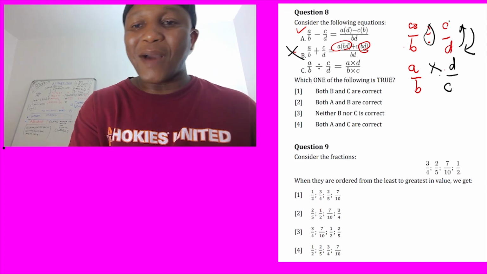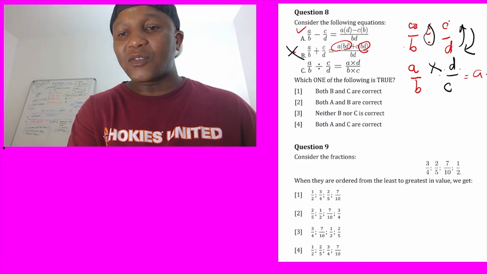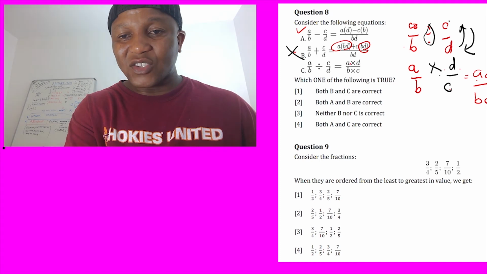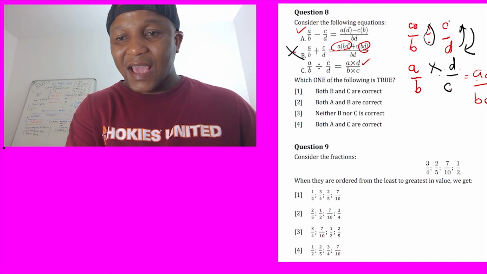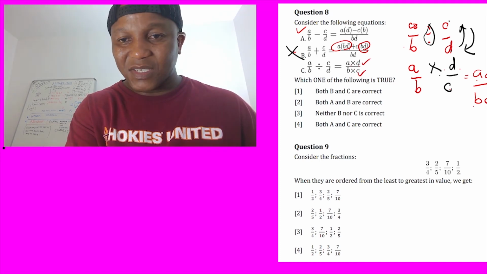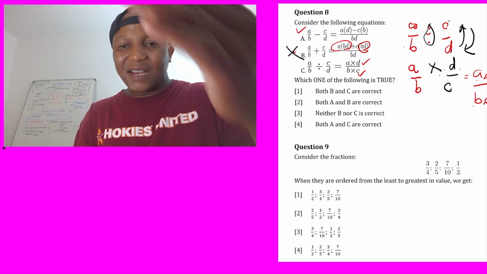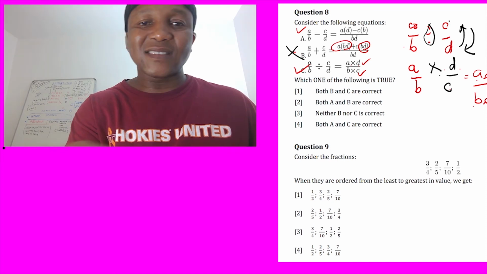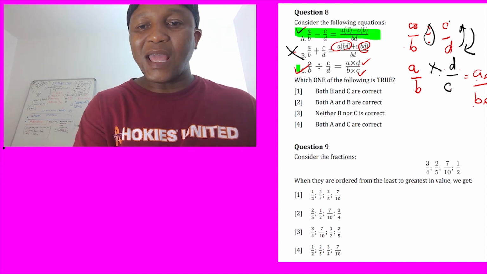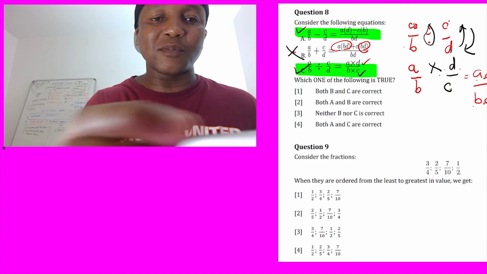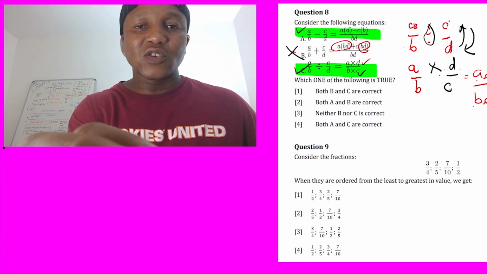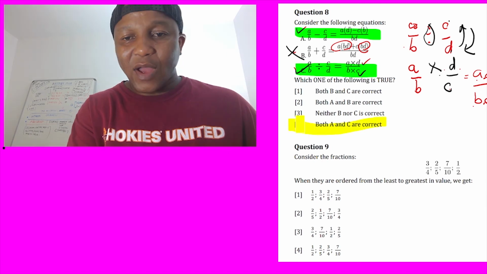So what you do, then you multiply. A times D equal to AD, and then over B times C, BC. So the top is going to be AD, which is true, A times D, yes, and the bottom B times C, because even if there's no sign, it means there's a multiplication in between, even though there's no sign. So C is true. So A and C are true. Now let's come to the option here. A and C are correct. So if you come here, we know A and C are correct.